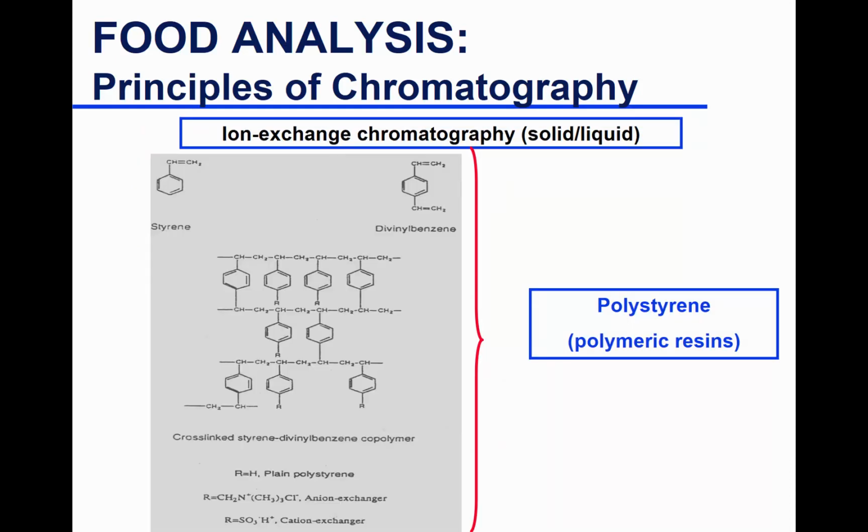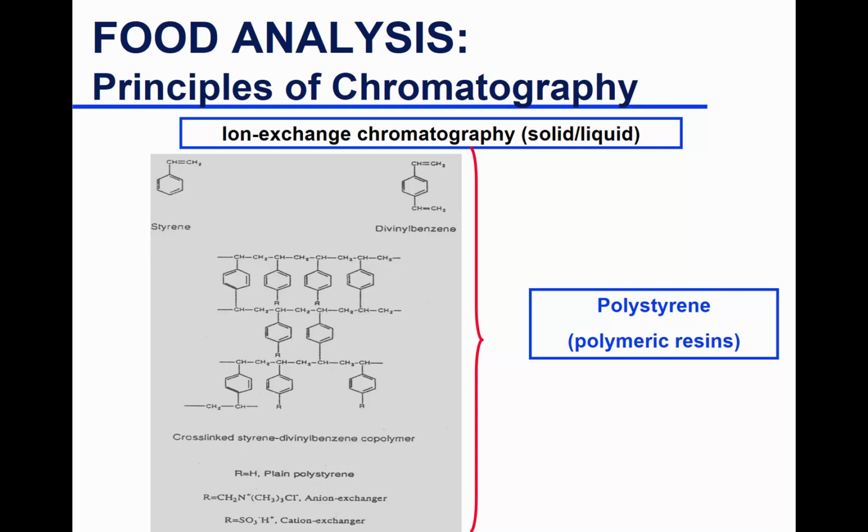This is one form of a polymer, polystyrene. That means you have a styrene with divinylbenzene. They form a cross-linked polymer, and the R group here that you can see gets derivatized, and then they will carry a compound or a molecule that has a charge. So if the R carries a positive charge, then I am separating negatively charged ions. So this is called an anion exchanger.